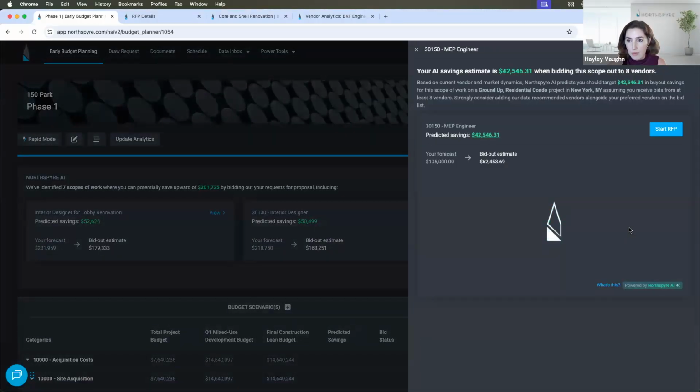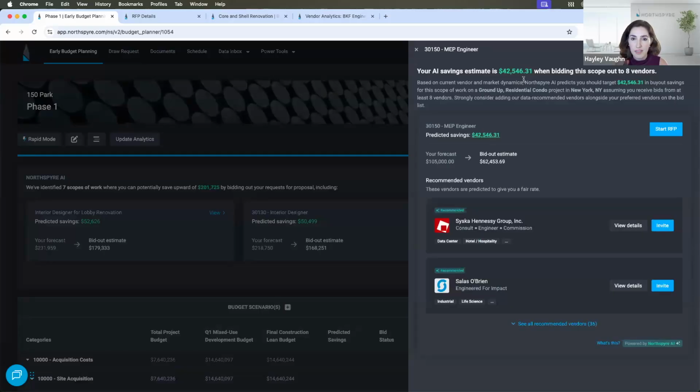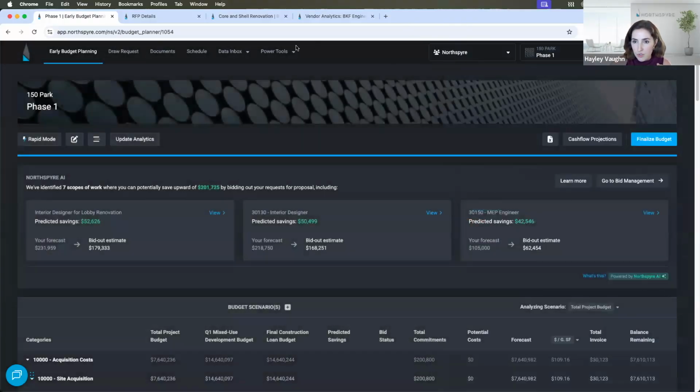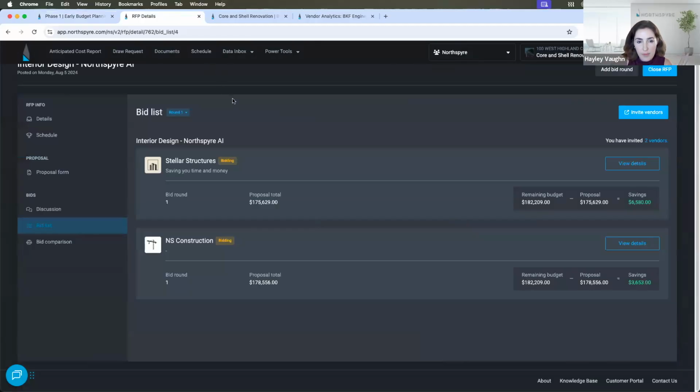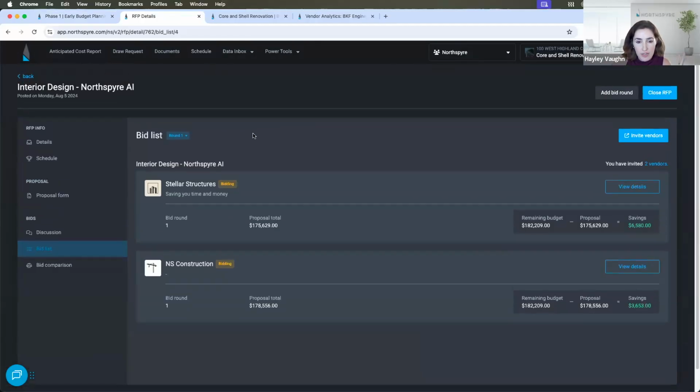So if we look at this MEP engineer where there's a predicted savings of $42,000 if you issue a competitive RFP, we have some recommended vendors for you, even from our vendor marketplace of over 15,000 vendors, that you can invite. You can, of course, always use your own vendors as well. So looking at taking that a bit further, let's say you do go ahead and create that RFP in Northspire and invite vendors to bid.